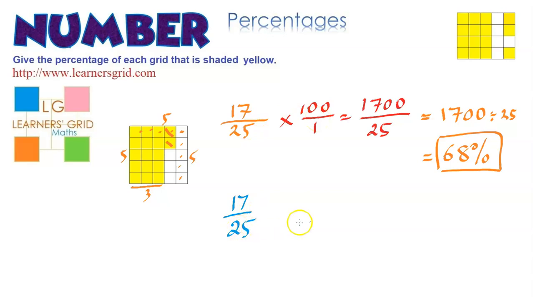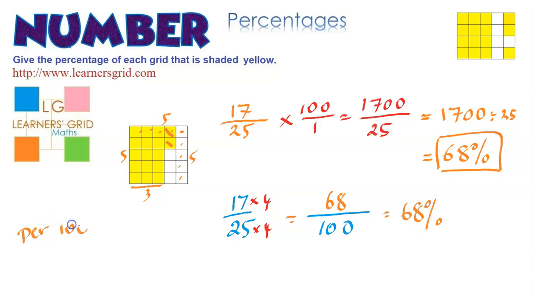If I was to convert the 25 to 100, what would I need to do to it? Exactly, I need to multiply it by 4. Whatever I do to the bottom, I have to do to the top. And so 17 times 4 is 68. 68 out of 100, well, that is a percent, because as we know, percent means per 100 or out of 100. And so 68 over 100 is 68%. Okay, that's it. Let's try the second one.